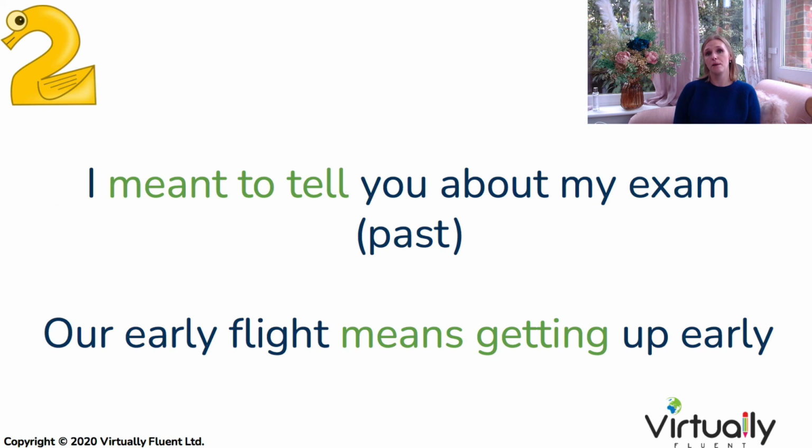The second verb to be aware of is the verb mean in English. Now, it's often followed by the to plus infinitive when you are expressing that something should have happened in the past and you were supposed to do that in the past, but you didn't do that, or you haven't done it yet. Maybe you will in the future. For example, I meant to tell you about my exam. And then you can then explain the story about the exam.